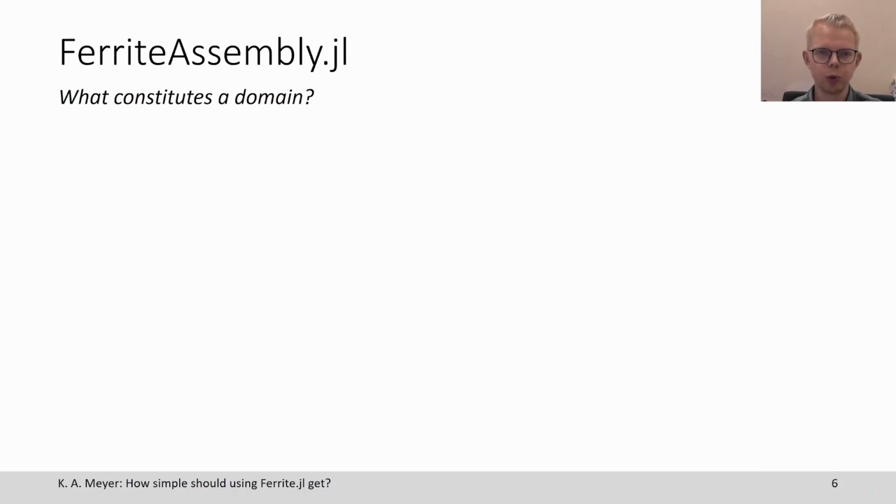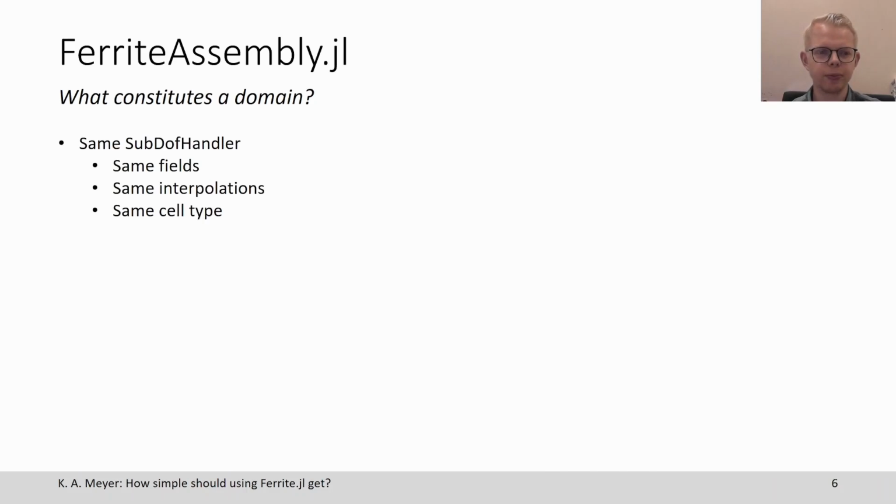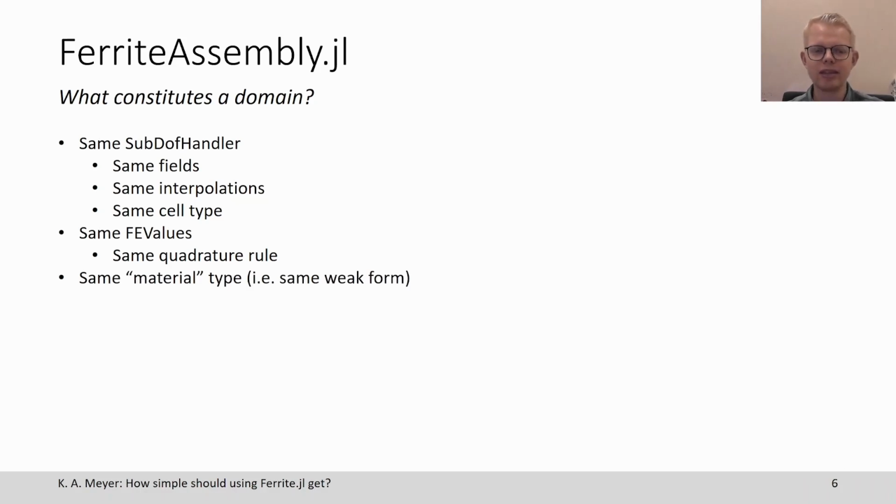So to use it, we need to know what I said. Worker, I think, is quite clear. Either you integrate or you assemble. But what is a domain? If you saw the talk on mixed grids or the subdof handler, you know what that is now. We do require that one domain has only one subdof handler. We also need the same FE values, so the same cell values, for example. That means in addition we require the same quadrature rule. And we need to have the same type of material. That typically means the same weak form. In Julia terms, it has to be the same type.